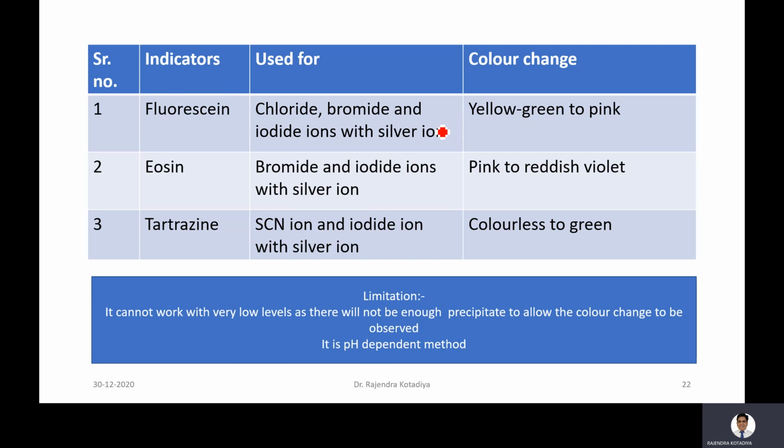And it is a pH dependent method. As the pH changes, the effectiveness can increase or decrease. That's why that is the limitation of Fajan's method.